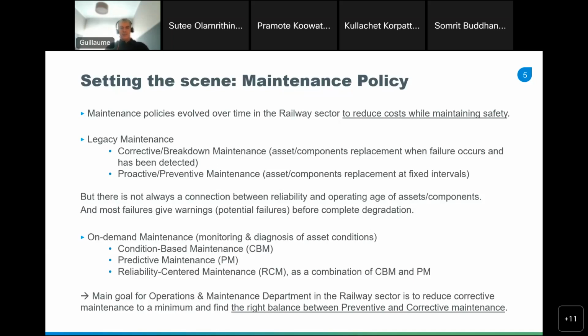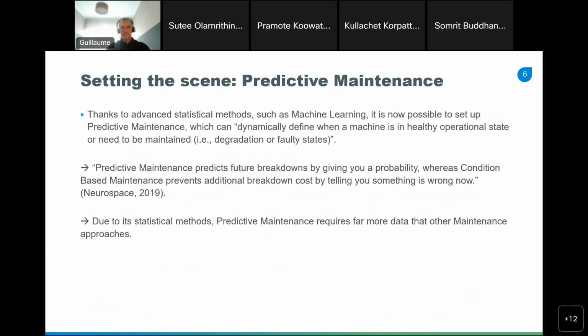And so, as I said previously, there is a kind of right balance because of cost and because of the complexity of solutions, a right balance between preventive and corrective maintenance now in the railway operation and maintenance department. So this has to be understood. So let's now jump to predictive maintenance.